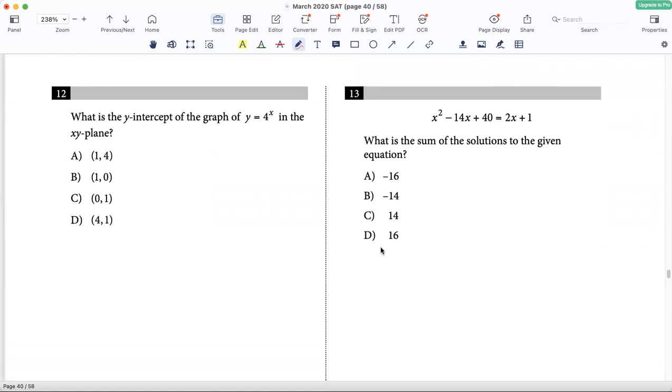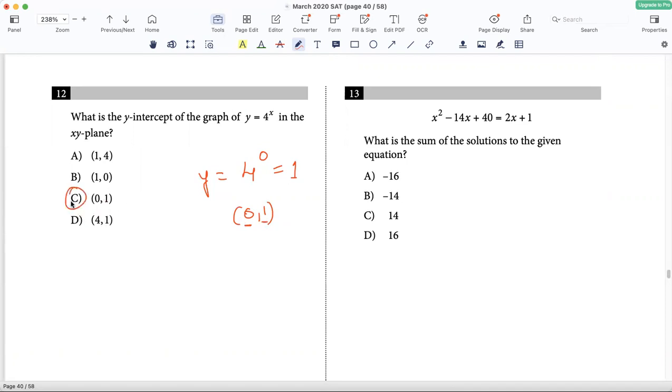What is the y-intercept of the graph of y is equal to 4 to the power x in the xy plane? So for the y-intercept, we put x equal to 0. So 4 to the power 0 is 1. So the y-intercept is (0, 1). X is 0 and y is 1.